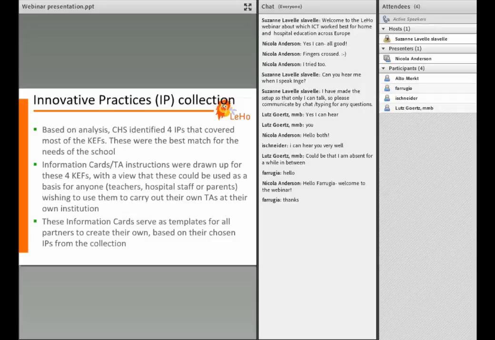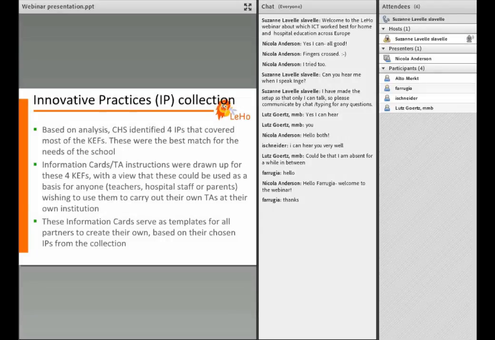So let's go back a bit to the collection. Based on the analysis, the school in Leicester identified four innovative practices that covered most of the key educational factors and that were best matched for the needs of our school. And what we did with these four practices is that we created what we called information cards and training action instructions based on these factors, so that anyone could use them as a basis to carry out their own training actions at their own institution. And I'll show you in a bit what these cards looked like.